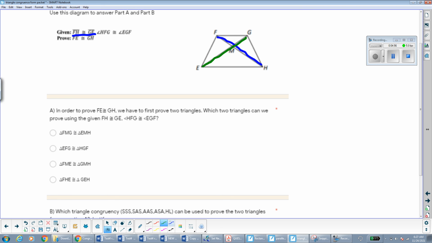So notice that FE, which I just highlighted, is part of this triangle in blue. It's a side of this triangle here. And notice how GH, which I'm highlighting now in green, is a side of this green triangle. So already, just by marking our diagram and thinking about what we're trying to prove and what we're given, we already identified the two triangles that we're interested in here that we need to prove congruent in order to prove FE congruent to GH.